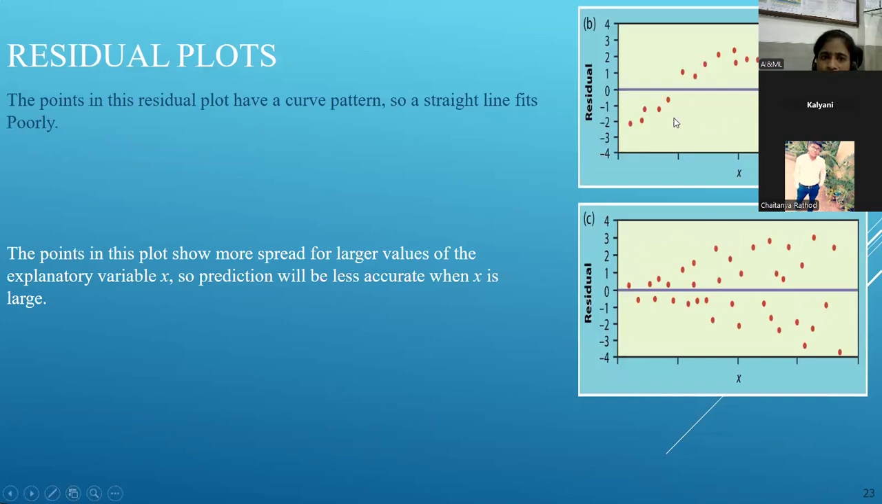In this particular plot, the residual plot is a curve pattern. So a straight line, if I want to fit along this, it is not a good prediction. And there is a pattern being followed. In this particular residual plot, I can see a pattern as more spread is there for larger values of x. So prediction accurate hoga when x is large. So I should choose a smaller value of x for my data. So such kind of inferences can be drawn by plotting residual plots.